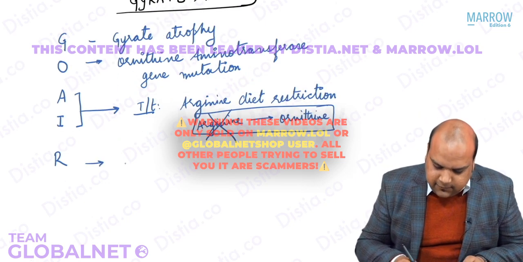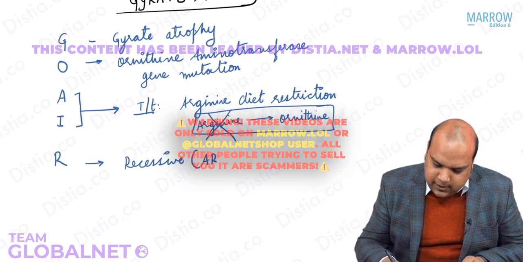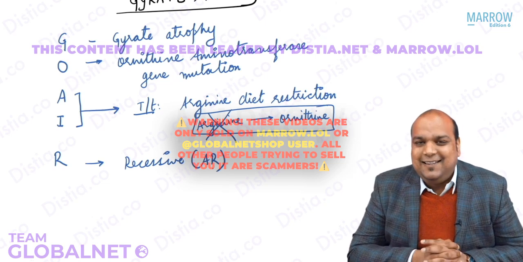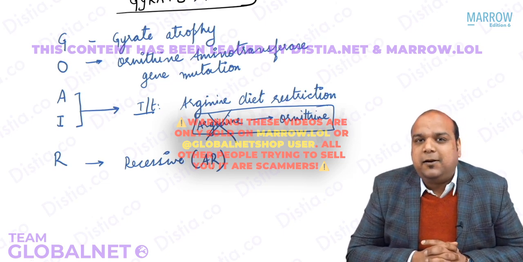And lastly, R for recessive. So its inheritance is autosomal recessive. That's it, as simple as that. Easy peasy, everybody. That's all about gyrate atrophy. That's all about my chapter uvea.